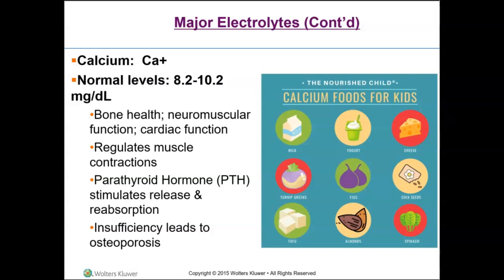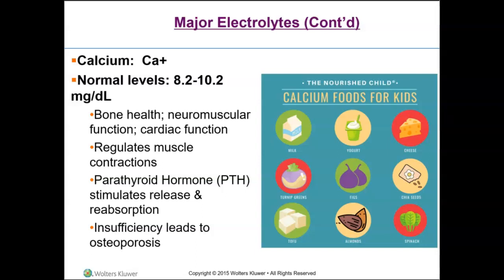Okay, next electrolyte is calcium. It is responsible for bone health as well as neuromuscular health and cardiac functioning, right? Mentioned that in class. We do have a main electrolyte of every organ, but multiple electrolytes are responsible for maintaining the health and function of those organs, right? 99% of calcium is located in the bones and teeth. If we don't consume enough calcium, our body will leach it from our bones into our blood to compensate.